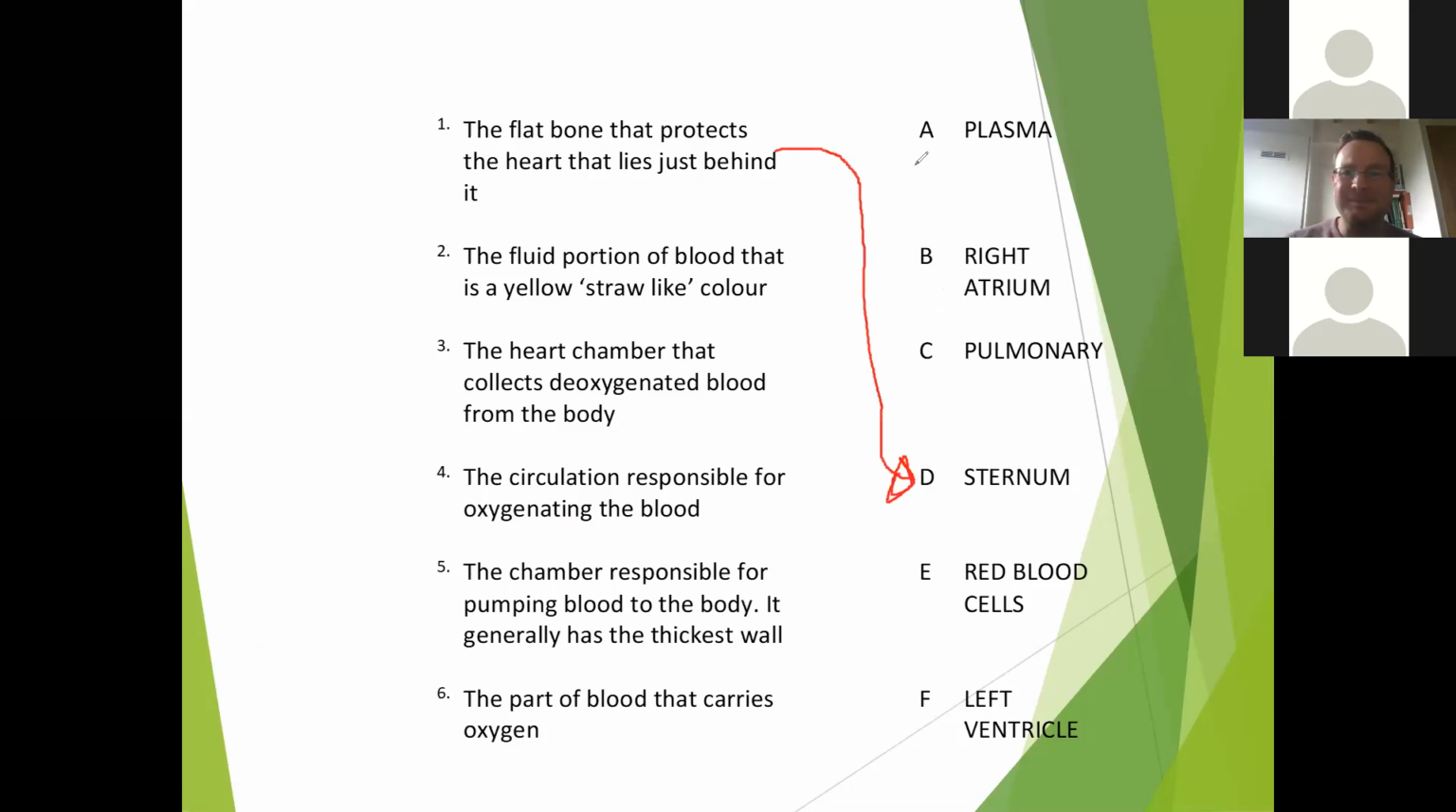So there we go. Flat bone that protects the heart that lies behind it. The fluid portion of blood that is a straw-like color. A heart chamber that collects deoxygenated blood from the body. So that's your job. Just spend a couple of minutes working through that. I'm trying to get you to really think of the terminology that we can use. Okay, so really think about how you can use this terminology in your own descriptions.